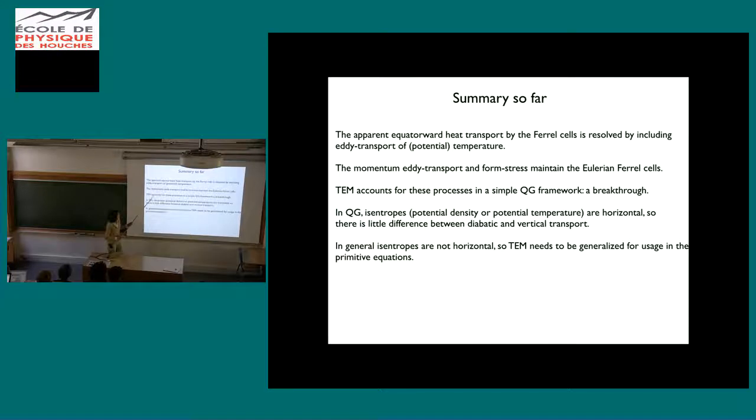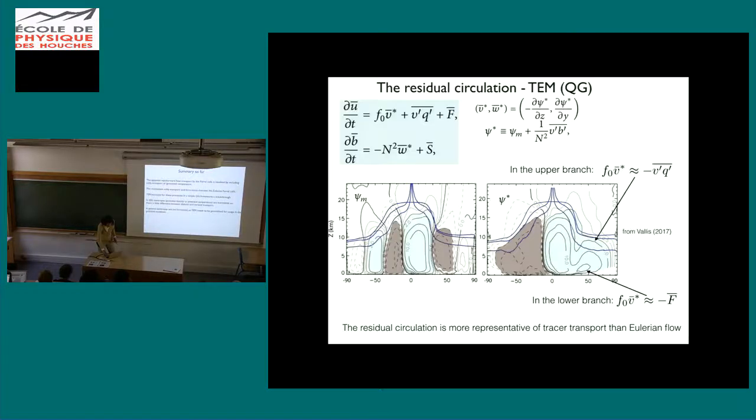Okay, so now the transformed Eulerian mean is quite simple, I think, and straightforward in the quasi-geostrophic framework, and to me it seems like quite a breakthrough in the understanding of the mid-latitude circulation. But as we know, in QG, the isentropes, which can be potential density or potential temperature, are horizontal, because you have to assume that there is this very strong basic stratification that depends only on the vertical coordinate, which obviously is not true in this picture. Here are some isentropes, they're definitely not horizontal.